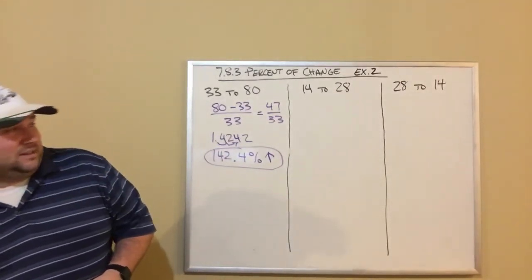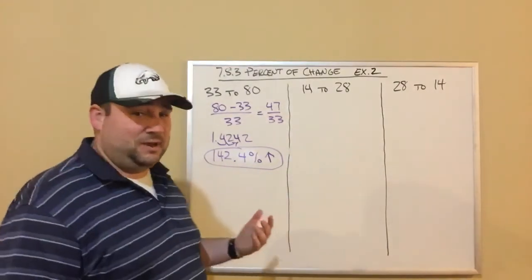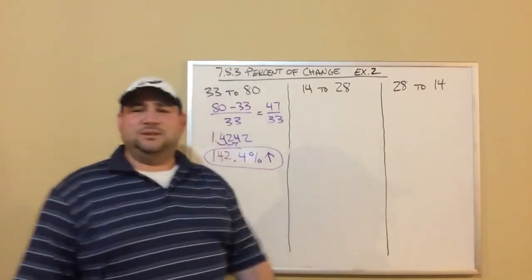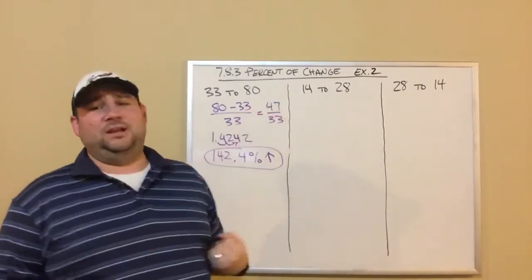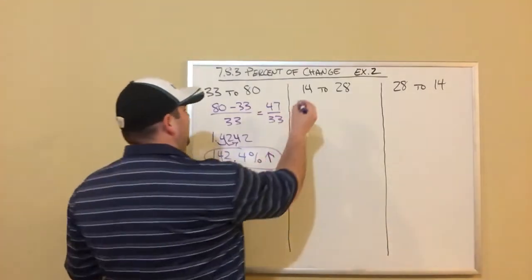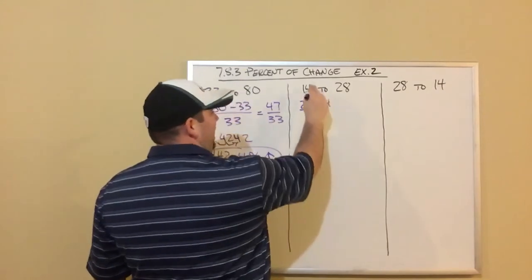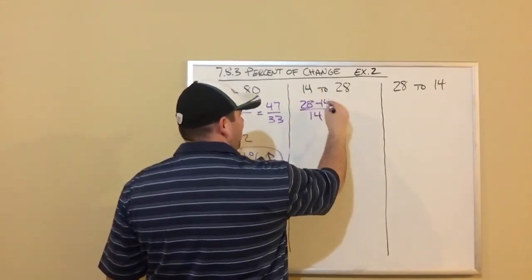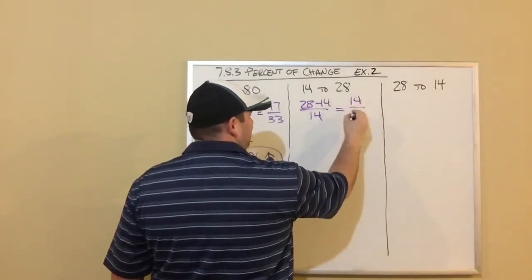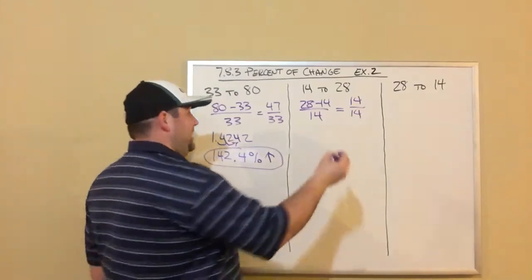So let's talk about the next one. 14 to 28. Hopefully you look at those numbers and you recognize, hey, that one's double that one. What do you think that means? What kind of increase do you think this will be if we're doubling a number? Well, let's calculate it and find out. We subtract the 2 numbers, 28 minus 14. Our original amount is 14. We do the math here. 28 minus 14 is 14. Still over 14. 14 divided by 14, I don't need a calculator for that. It's 1.